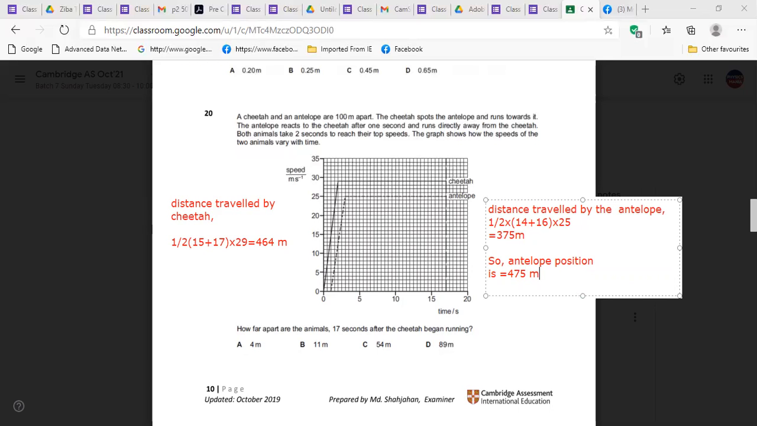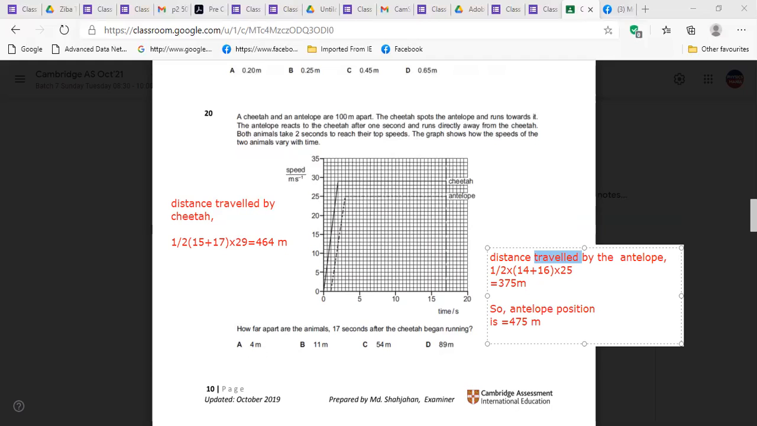And the cheetah is now from the beginning to now 464, isn't it? So how far apart are the animals now? 11 meters. Got it, right? So it is an interesting question, right? That means I was correct, sir.